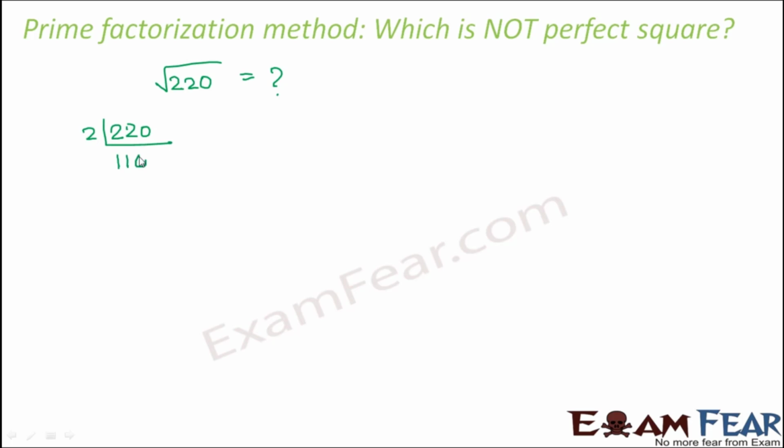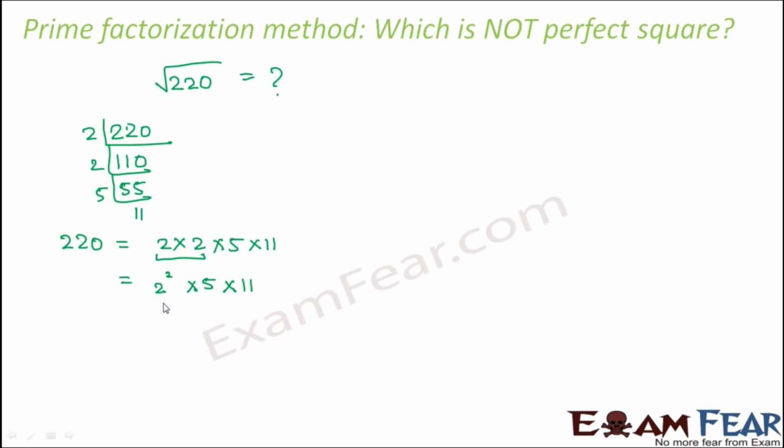So 2 ones are 2, 2 ones are 2, 0, and then 2 fives are 10, 2 fives are 10, 5 11s are 55. So 220 can be written as 2 into 2 into 5 into 11. Now when you look at this, you see that 2 exists in pairs, so you can write it as 2 square. But 5 doesn't exist in pair. Similarly, 11 doesn't exist in pair. So therefore, we are not able to write 220 as square of some number.